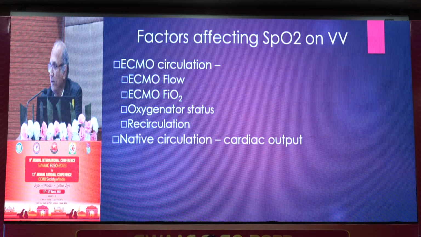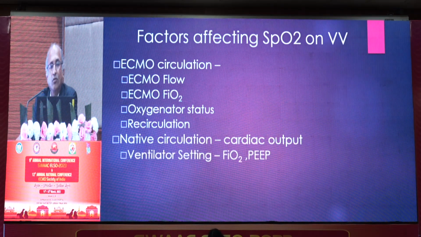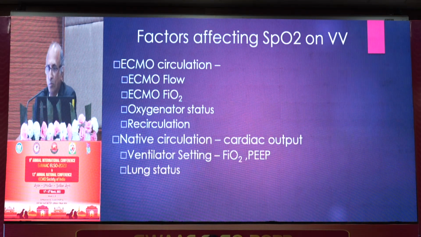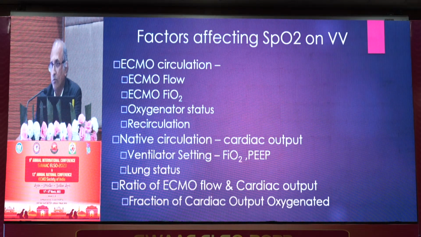The second factor that can lead to hypoxia or decreased saturation is native circulation, because it is going to be in series, so native circulation also plays some role. Ventilator settings, your FiO2 and PEEP, and the lung status of the patient also contribute to some extent. The third most important factor is the ratio of ECMO flow to cardiac output. This is basically the dilution effect. How much fraction of your total cardiac output you are oxygenating depends on that. So if the cardiac output increases and your ECMO flow remains the same, that itself can lead to hypoxia.